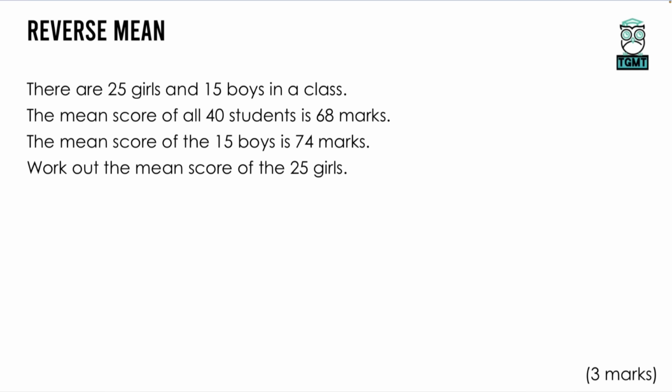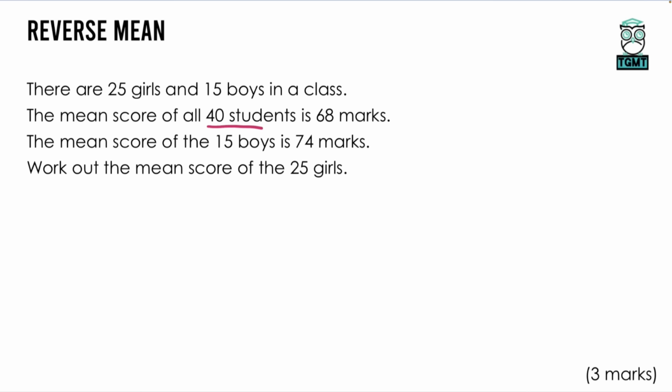Now, again, with a question like this, think about if we had the information, what do we actually need to work out the mean score of the 25 girls? We need their total score, and we would then divide it by 25. So we are missing their total. So what we can do is we can use the mean given to us for the whole class and for the boys to work out their totals, and the girls' total will be what's left over.